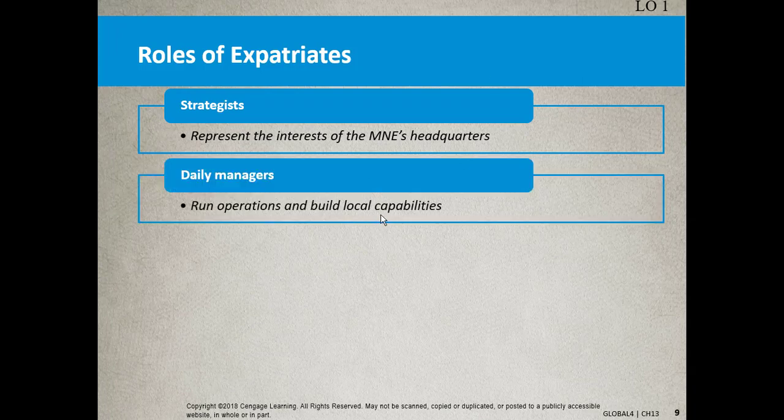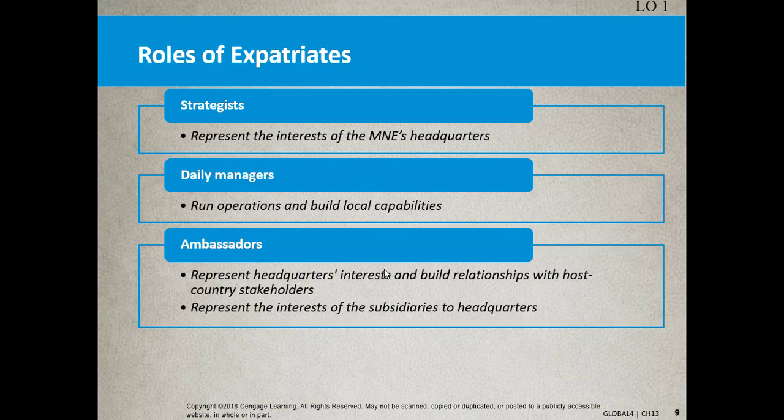The daily managers, they run operations and build local capabilities. So a little bit of operations there. Of course, they're ambassadors, right? Represent headquarters' interest and build relationships with host country stakeholders. Represent the interest of the subsidiaries to headquarters. Whenever you see a picture of a CEO, or in this case, well, it wouldn't be a CEO, it would be an executive cutting a ribbon with some local person. It could be, I don't know, a governor or a mayor or somebody. That would be that example, that they're an ambassador for their multinational as they show the image, right, of the company.